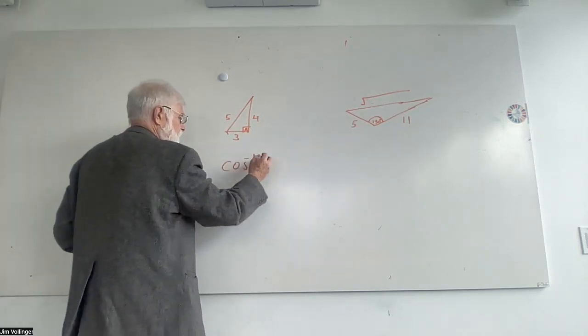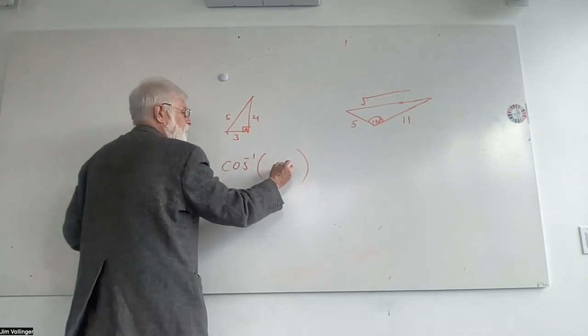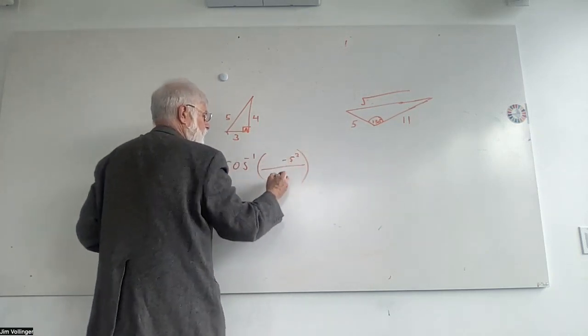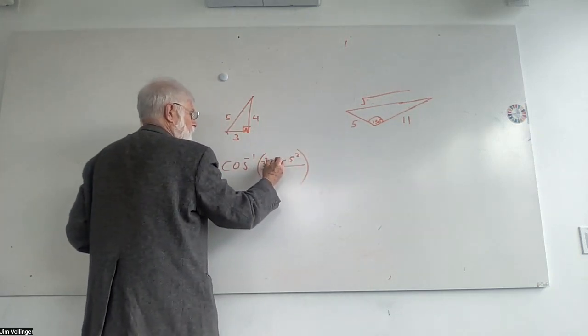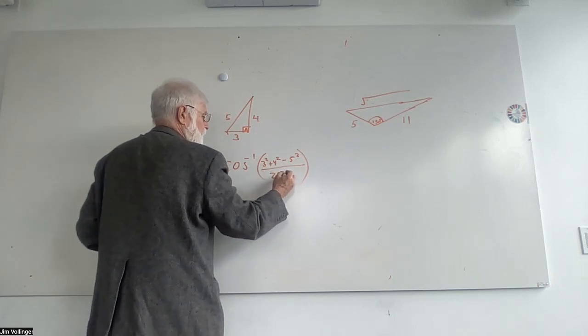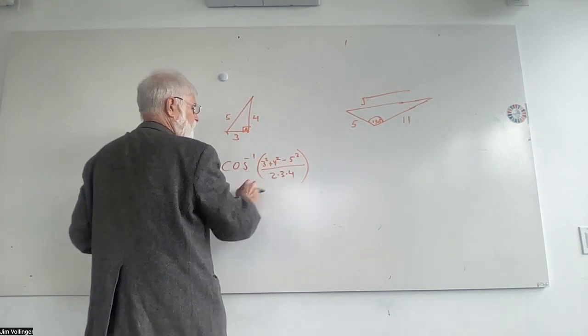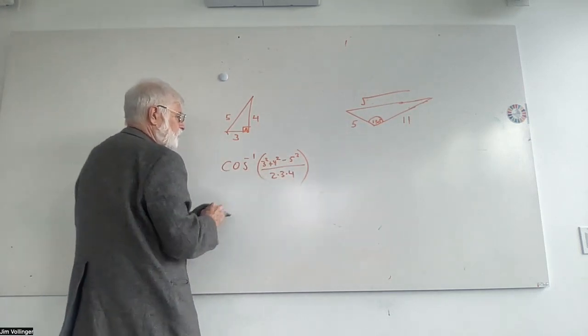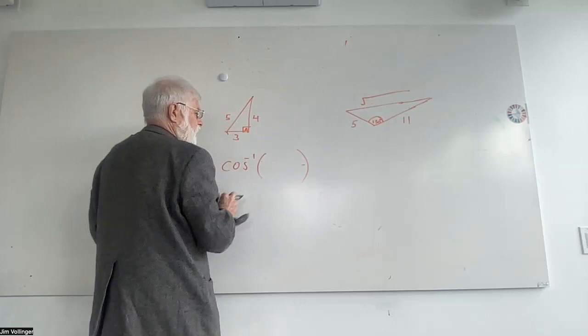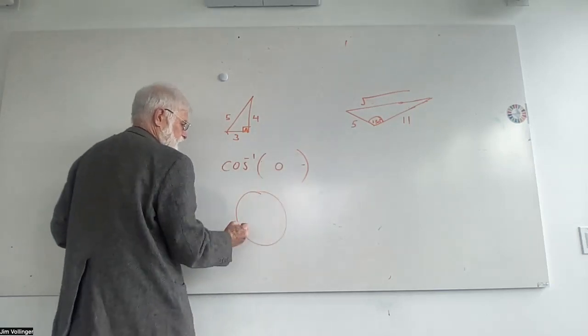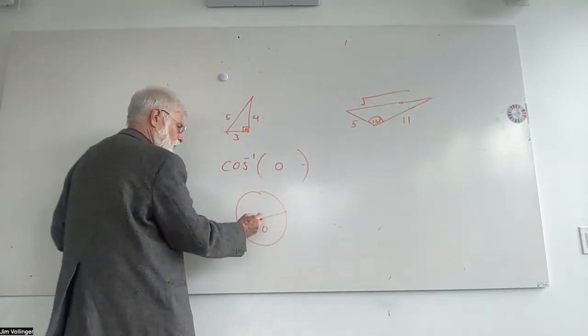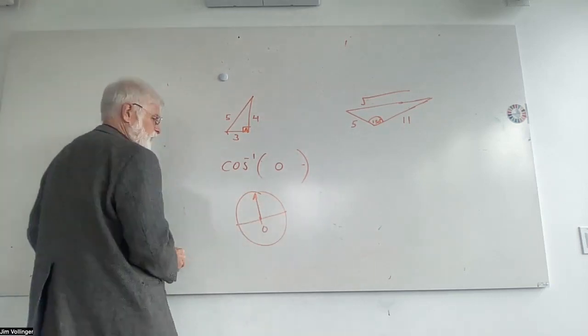Again, cosine inverse. Opposite the angle is 5. So minus 5 squared. That gets us 3 squared plus 4 squared, all over 2 times 3 times 4. Let's actually do it out. 25 minus 25 is 0. 0 divided by anything is 0. And what is the cosine inverse of 0? Cosine inverse of 0 is 90 degrees. When am I 0? When I'm straight up, 90 degrees.